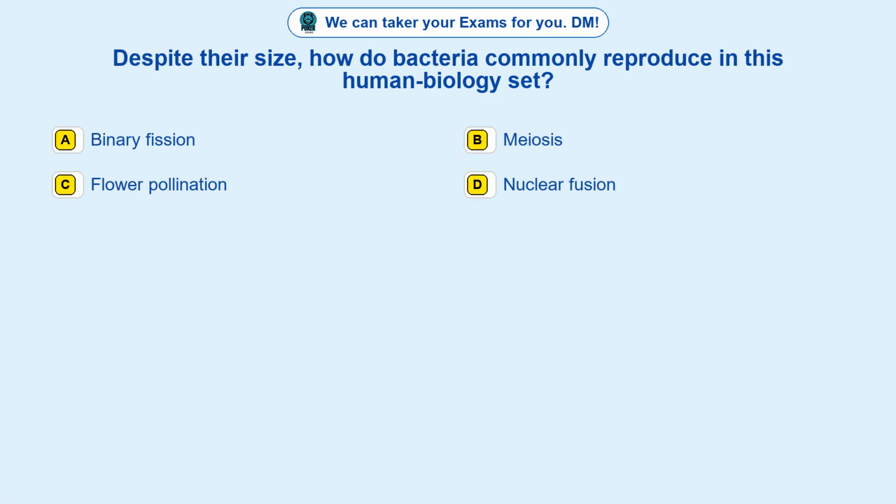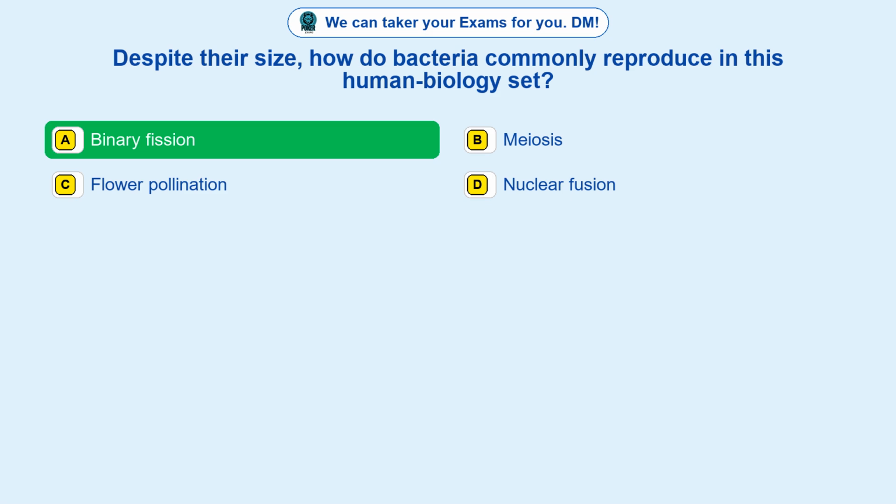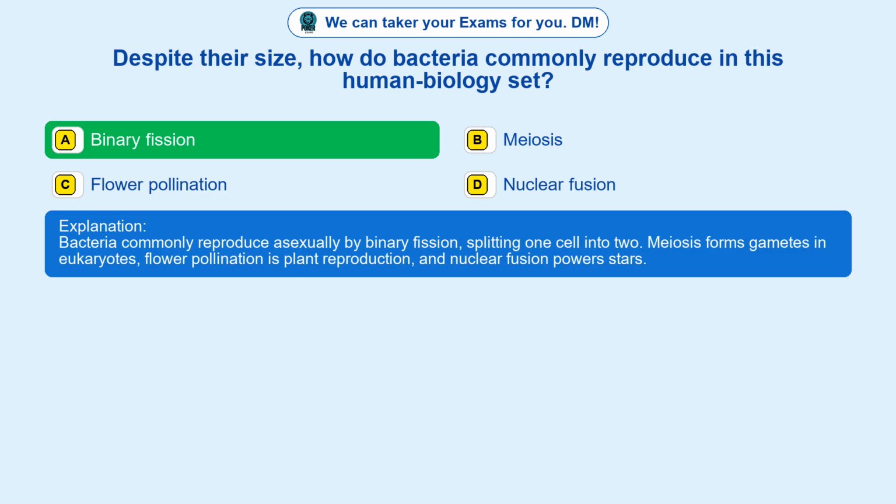Question 25. Despite their size, how do bacteria commonly reproduce in this human biology set? Option A, binary fission. Option B, meiosis. Option C, flower pollination. Option D, nuclear fusion. The correct answer is option A. Binary fission. Bacteria commonly reproduce asexually by binary fission, splitting one cell into 2. Meiosis forms gametes in eukaryotes, flower pollination is plant reproduction, and nuclear fusion powers stars.